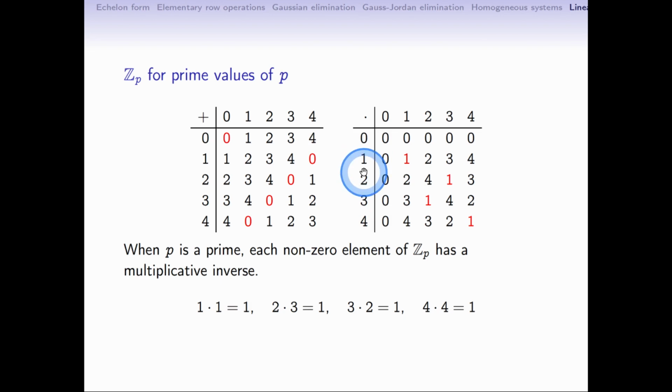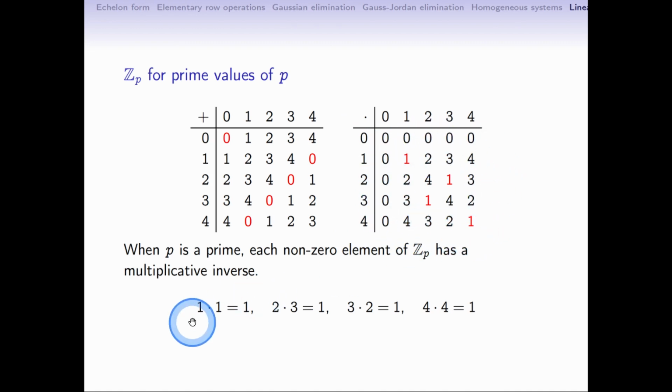So for example, in this multiplication table, I can see that 2 times 3 is equal to 1. In other words, 2 and 3 are multiplicative inverses of each other. So if I take 2 and multiply it by 3, I get 1. And if I take 3 and multiply it by 2, I get 1. So in some sense, 2 is acting like 1/3, and 3 is acting like 1/2. Okay? So every number other than 0 has what's called a multiplicative inverse, and we can see it in this table by the ones that are appearing in each and every non-zero row and non-zero column.